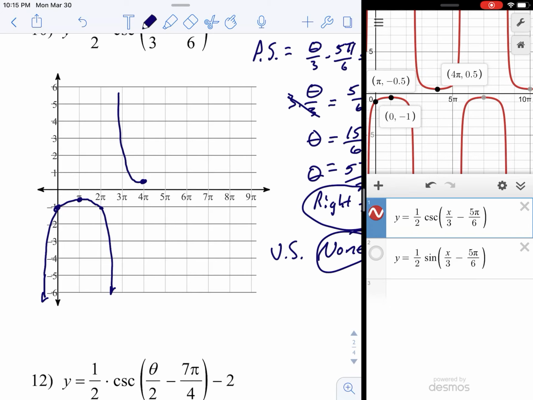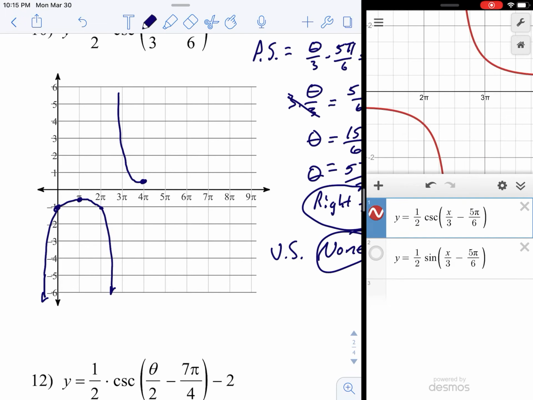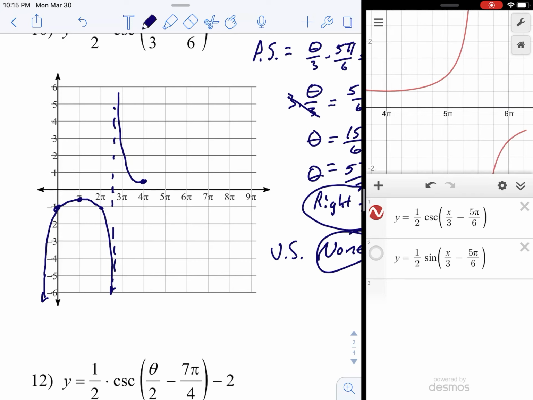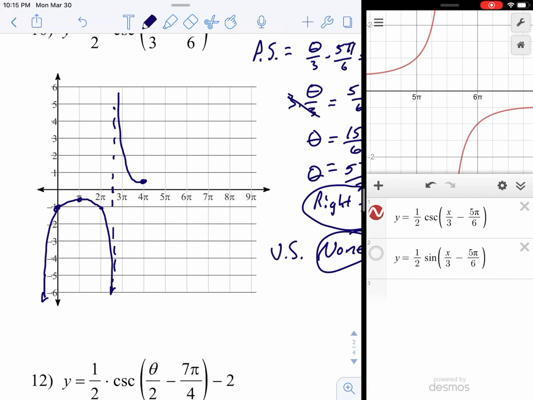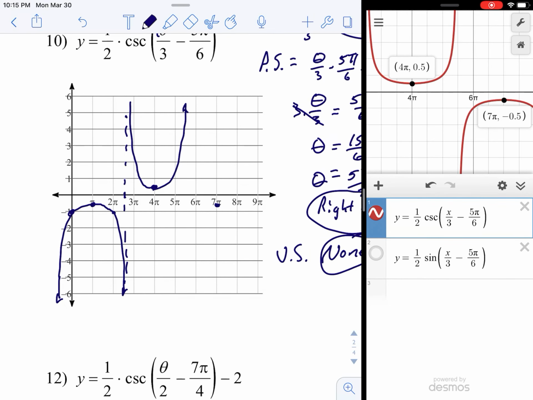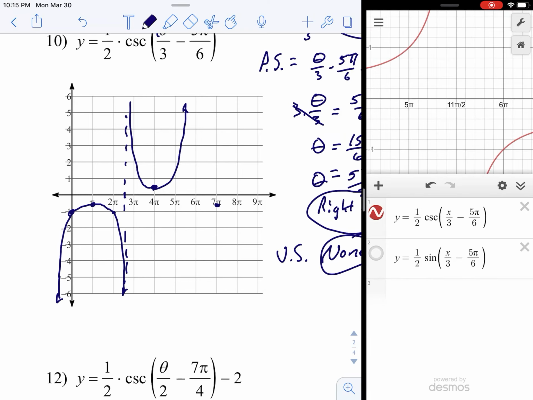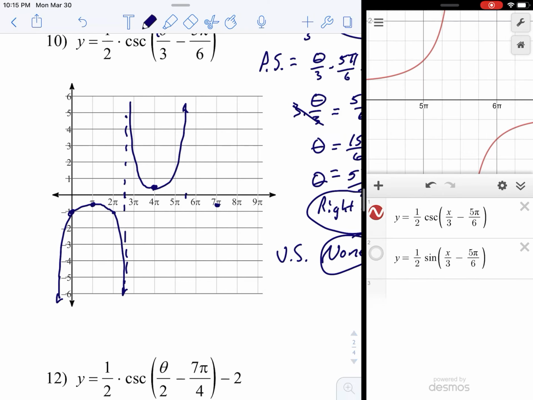Now, I'm real curious at where those asymptotes are. Where do you think those asymptotes are? Halfway between 2 pi and 3 pi. So right about there is if we're really trying to get picky on this and do it right. So between this graph, which I only drew half of, and then the next one, which is 7 pi -0.5, halfway between 5 pi and 6 pi. Halfway between 5 pi and 6 pi. Looks like there's an asymptote there.